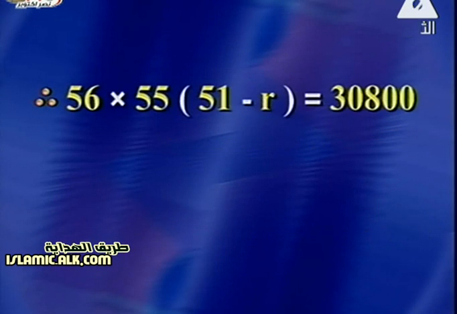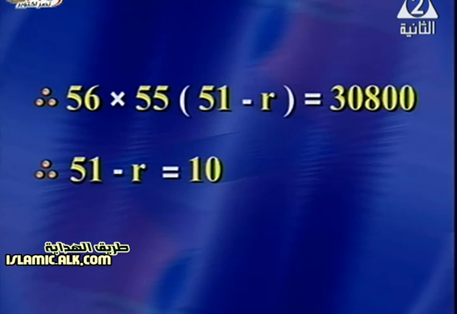Therefore, by using 56 times 55 multiplied by 51 minus r equals 30,800, divided by 56 times 55, then 51 minus r equals 10, then r equals 51 minus 10 equals 41.